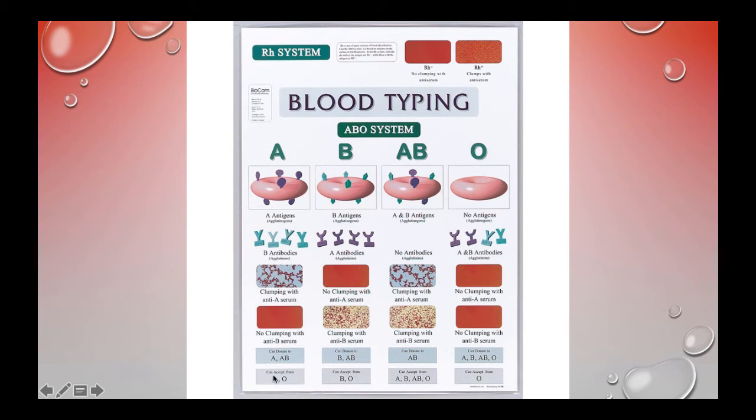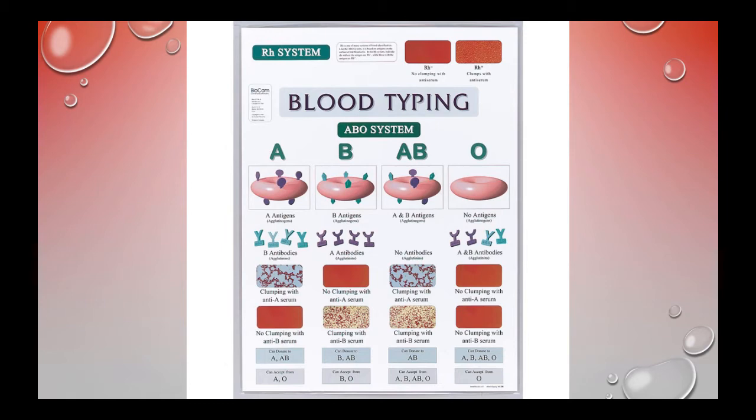So here, when you're talking about recipients, A can accept from A and O, again, because O is the universal donor. B can accept from B and O. AB, universal recipient, can accept from A, B, AB, and O. And O can accept from O. O only, okay?